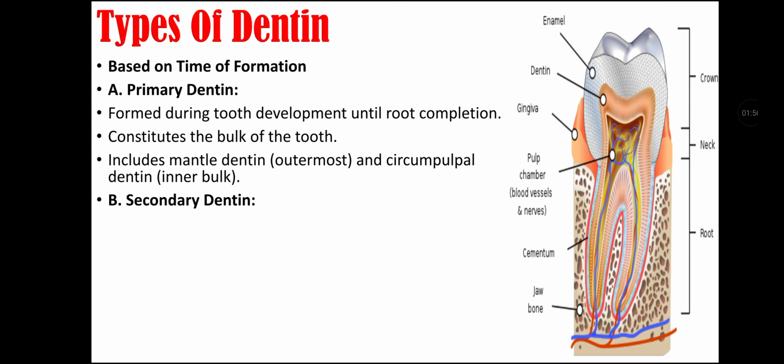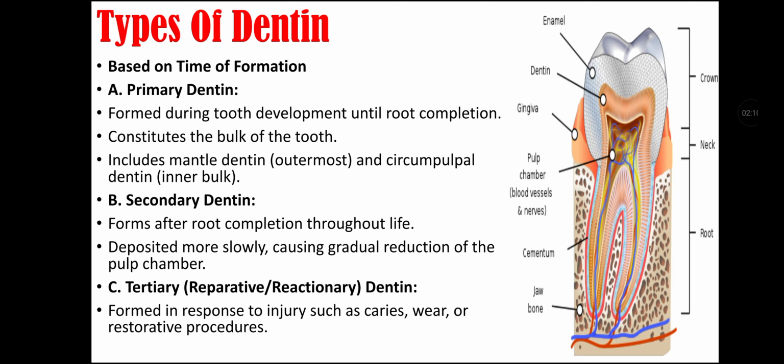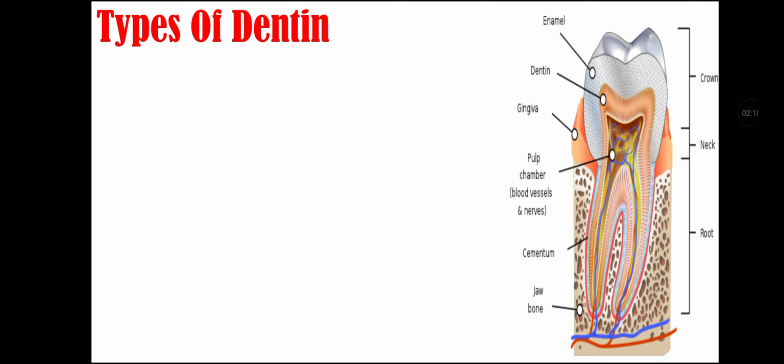Second type of dentin is secondary dentin that forms after root completion throughout life. It is deposited more slowly, causing gradual reduction of the pulp chamber. Third type is tertiary dentin, that is also called reparative or reactionary dentin. It is formed in response to injuries such as caries, wear, or restorative procedures. It provides a protective barrier for the pulp.